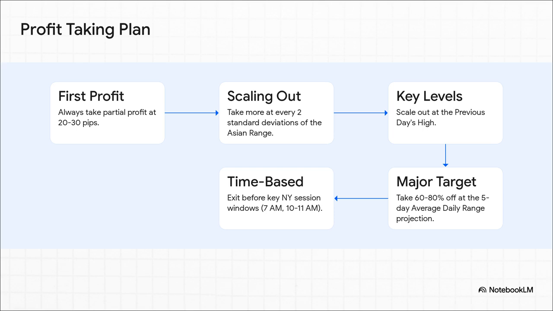After that, you start scaling out at key technical and statistical levels, every 2 standard deviations of the Asian range, at the previous day's high, and then the big target is when price hits its projected average daily range. You also have to be aware of time, maybe taking some profits off the table before those key New York session windows open up. Awesome.